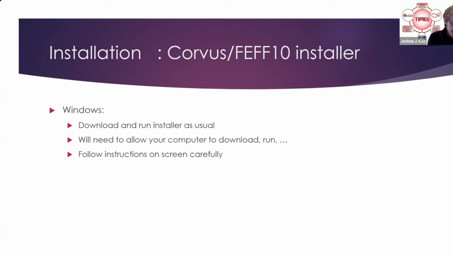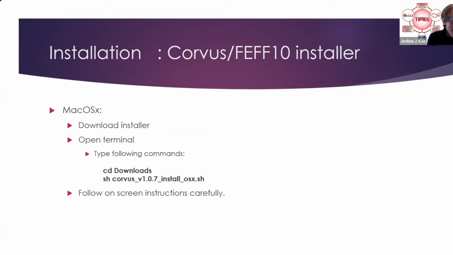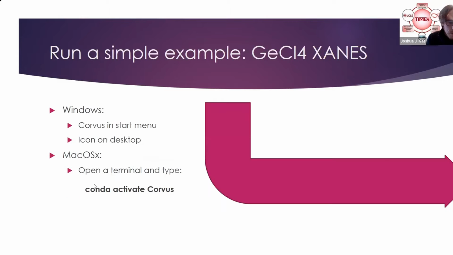Windows and Mac both kind of try to keep you from installing things from the internet, so you might have to get around that by looking carefully. On the Mac, when you download the installer, you want to open a terminal, change directories to downloads, and then type sh space and then the installer. Okay.